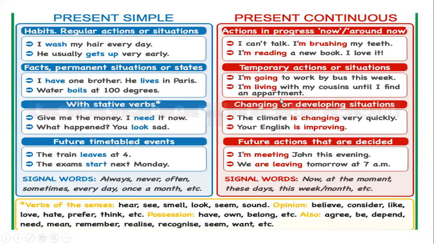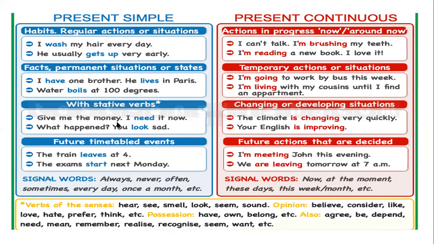En cambio, el present continuous, we use it for changing or developing situations. En cambio, el presente continuo lo utilizamos para situaciones que están en constante cambio. Por ejemplo, the climate is changing very quickly. El clima está cambiando rápidamente, muy rápidamente. Your English is improving. Tu inglés está mejorando.